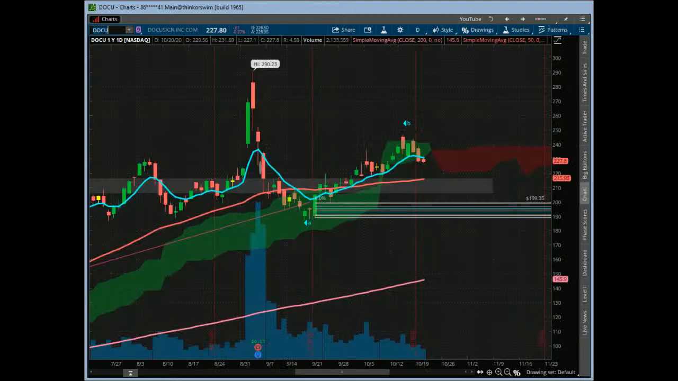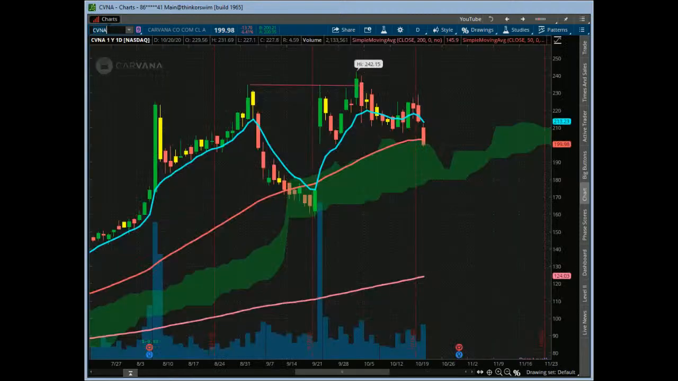Docu, we talked about here, this being a possible A, B, C. So look for a pullback here, maybe to the 50-day moving average in that prior consolidation level. It could be a pause day there today on the downside. CVNA, again, this is a nice one here we looked at a little bit earlier. Good pullback there. I like how it's piercing into the daily cloud.